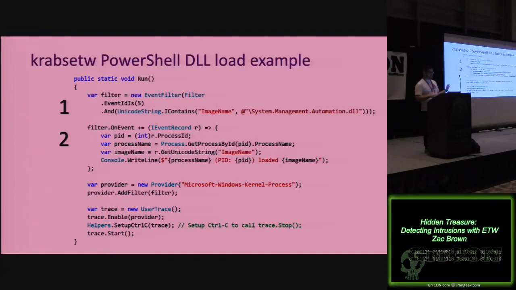We're going to pull out the process that did it, the PID. We're going to pull out the process name by asking the process class in .NET to get it for us. It's not available on the event, unfortunately. We're going to pull out the image name, and then we're going to print out that data. Number 3 is the same as it was before. Number 4 is the same. Nothing special there. We're just turning on the provider, turning on the trace, and starting it.